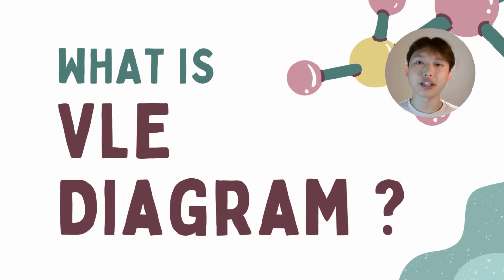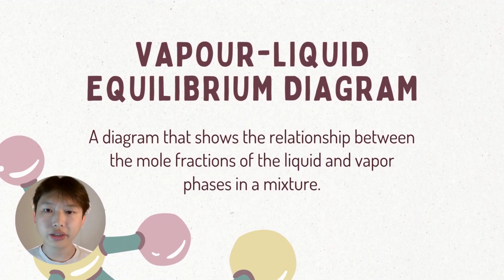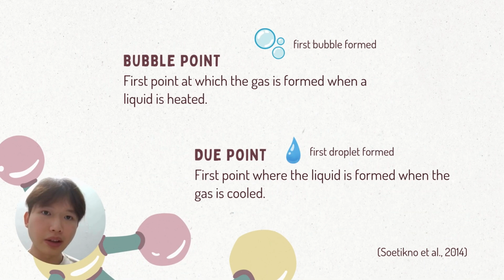Moving on to the VLE diagram. So what is a VLE diagram? VLE stands for vapor-liquid equilibrium. So a VLE diagram is a diagram that shows the relationship between the mole fractions of the liquid and vapor phases in a mixture.